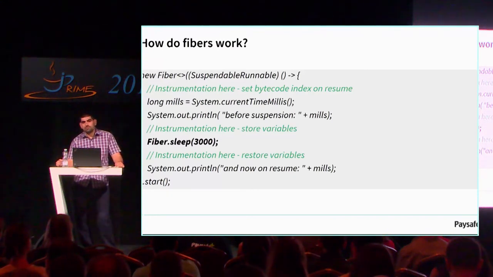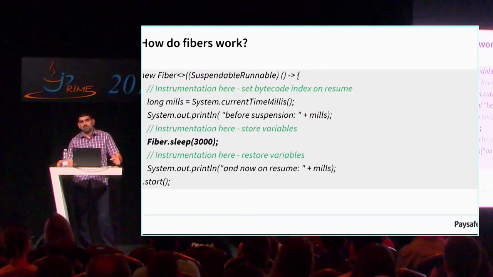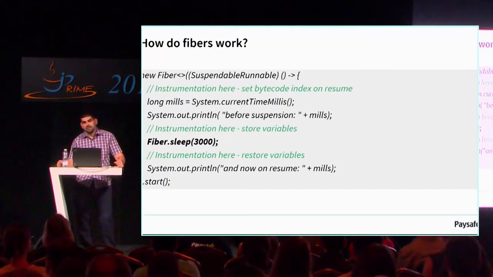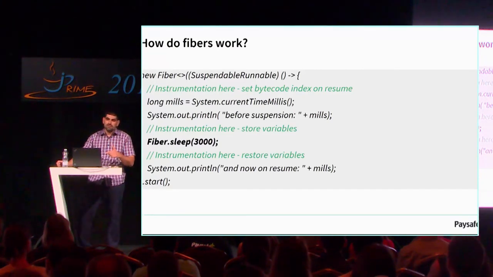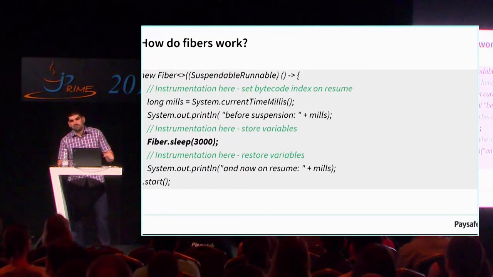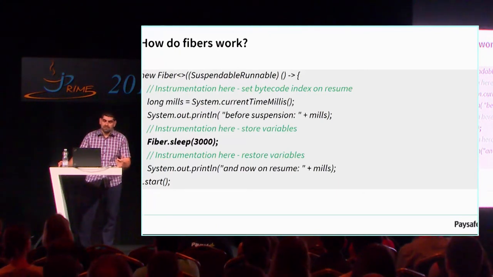So the actual suspend execution method is fiber park, but fiber sleep calls this method. So each method that calls a method that suspends the fiber is called suspendable. And this way, all methods in the chain that end up with a suspendable method are also transitively suspendable. This is important because we have to identify all suspendable methods, so they have to be instrumented.